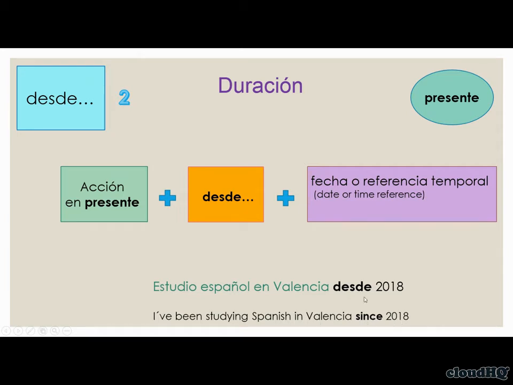When we use since or desde, we need a date. Or referencia temporal, by that I mean, for example, my childhood. You could say I've been studying Spanish in Valencia since my childhood. So that would be just a noun. Desde mi infancia, my infancy, we say childhood. So that would be a noun, but it would be a time marker, a time reference.